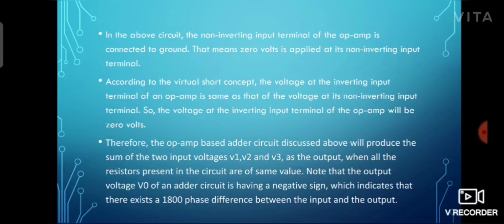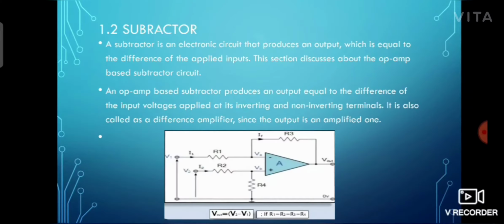Therefore, the op-amp based adder circuit discussed above will produce the sum of the input voltages V1, V2 and V3 as the output. When all the resistors present in the circuit are of the same value, note that the output voltage V0 of an adder circuit has a negative sign, which indicates there exists a 180 degree phase difference between the input and the output.